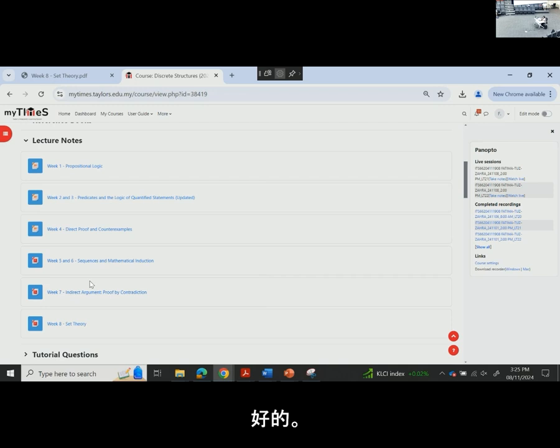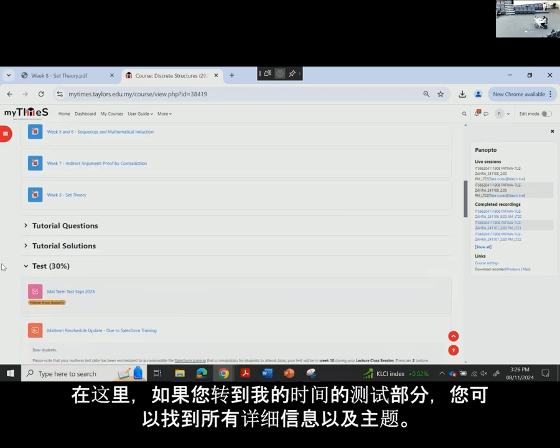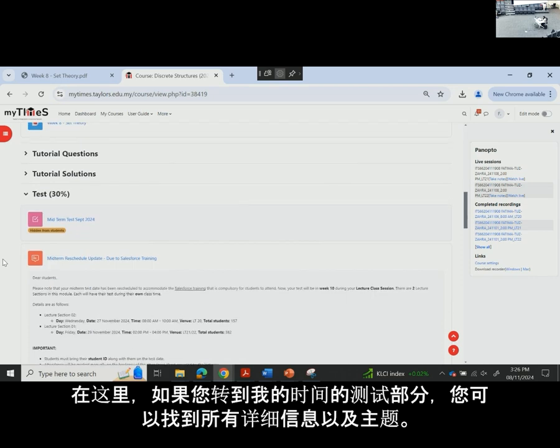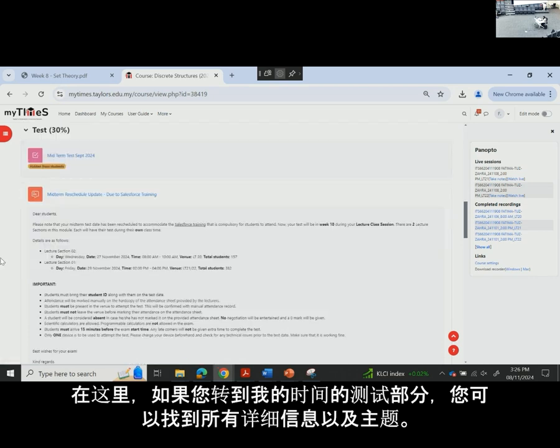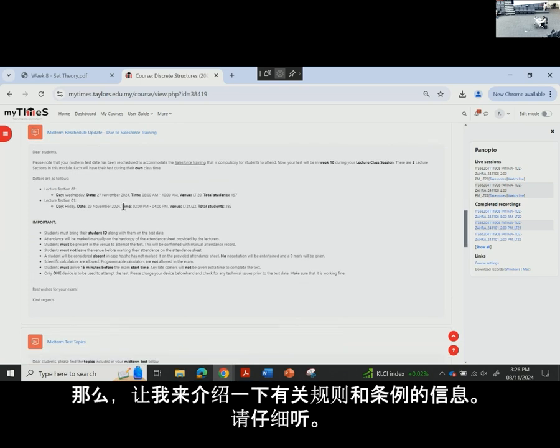You have to mark your attendance. So week 9 to week 10 because of the Salesforce training. Okay, so you will have your test on 29th of November during lecture time. It will be 1 hour and 30 minutes, MCQs. You will attempt it on MyTimes. If you go to your test section on MyTimes, you can find all the details, the topics as well. So let me go through this information about the rules and regulations.